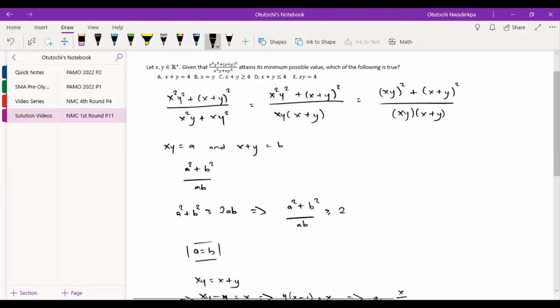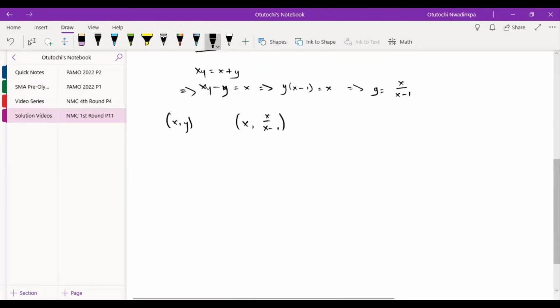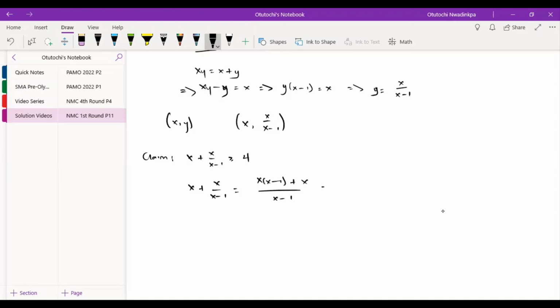So now we have a claim that x plus x over x minus 1 is greater than or equal to 4. By our claim, it means that option C is the correct answer. So we have to prove this first. To do this, let's try to simplify x plus x over x minus 1. This equals x times (x minus 1) plus x over x minus 1, which is equal to (x squared minus x plus x) over x minus 1, which is equal to x squared over x minus 1.